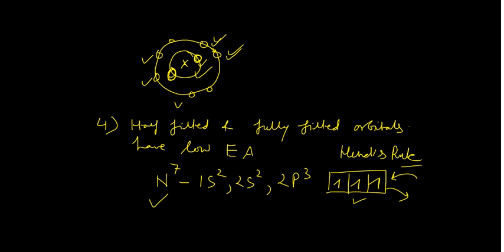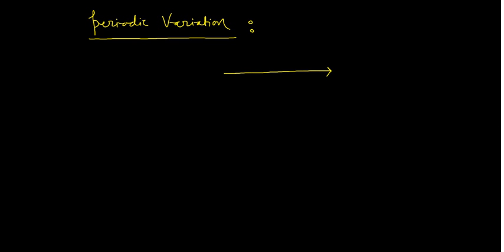However, certain exceptions are there. If you see the periodic variation, what is the periodic variation? When it goes across the period, electron affinity increases. When you move down the group, electron affinity decreases, right?